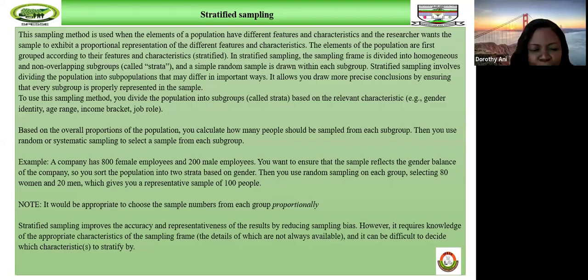So note, it will be appropriate to choose the sample number from each group proportionally. Don't just take across the board like my student. I don't know whether other lecturers used to say like that. Taking across the board is not scientific. It should be proportional. The best bet is to use percentage and apply it on your sampling frame to get the number you are supposed to get from each of the strata.